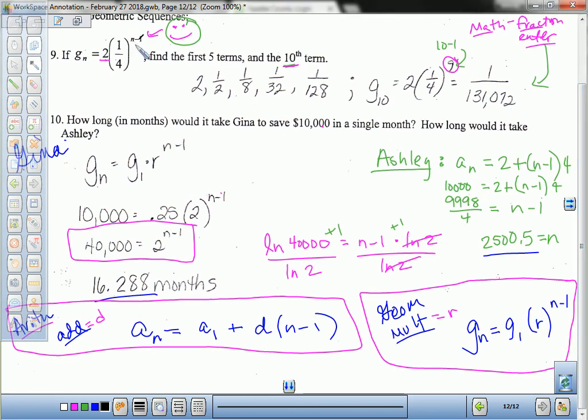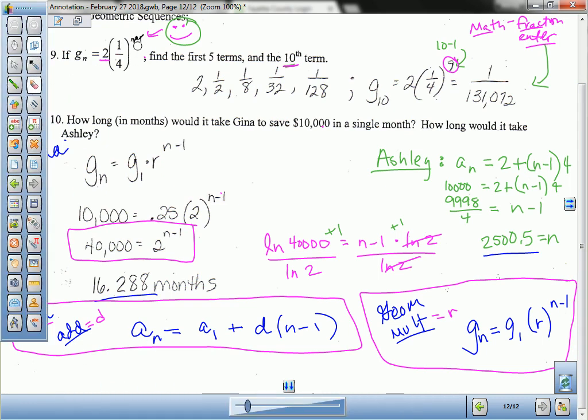Okay, so this is the correct form, n minus 1. So when we have the correct form, then we know our first term is 2, and then we multiply by a fourth. So 2 times a fourth is 2/4, which is 1/2, times a fourth, times a fourth, times a fourth.